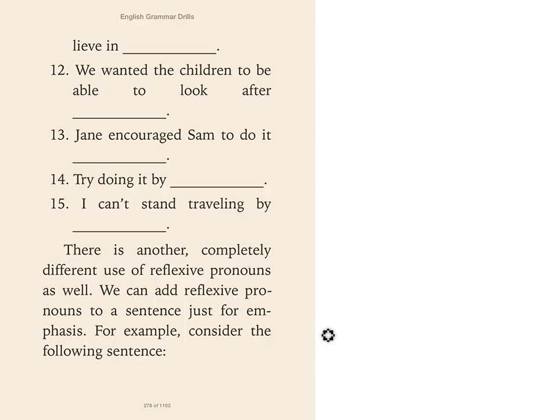Okay, for example, let's take this one. Jane encouraged Stan to do it himself. Try doing it by. I can't stand traveling by. You know, the sentences are incomplete. They need something at the end. It serves as an object. But there is another use of the reflexive pronoun, and it's one we don't see very often. And we usually use it for emphasis.